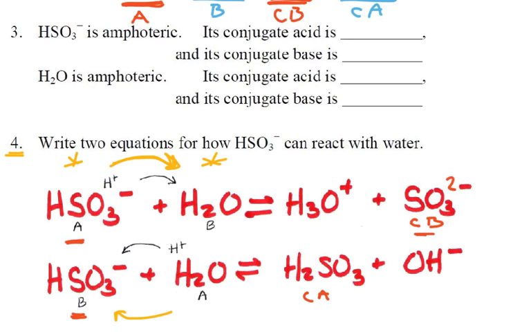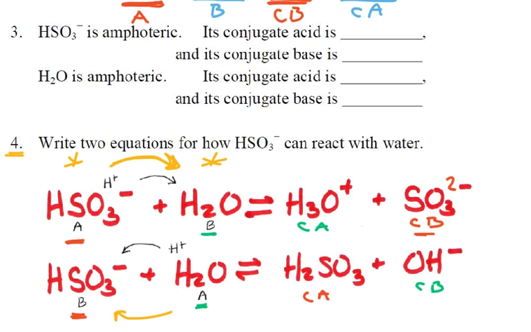In the same way, the water, you can see what happens. If it acts as a base, if it gains a proton, it'll become H3O+, so that would be its conjugate acid. And if H2O is an acid, if it donates, then it becomes OH-, so this would be the conjugate base. So let's go back up here.